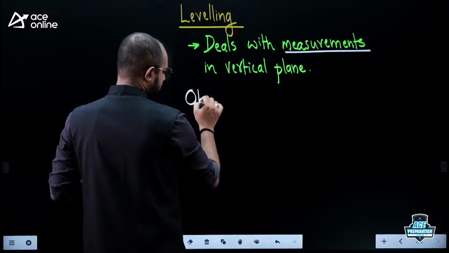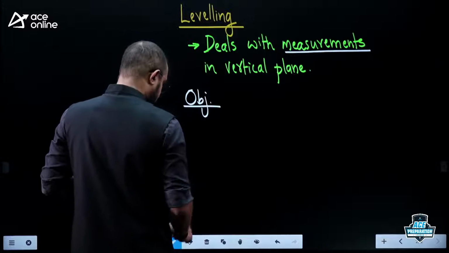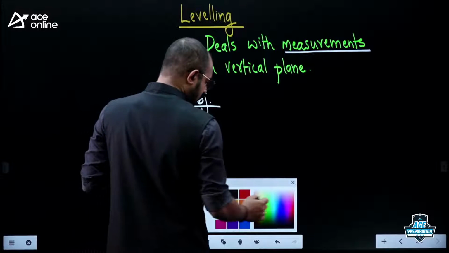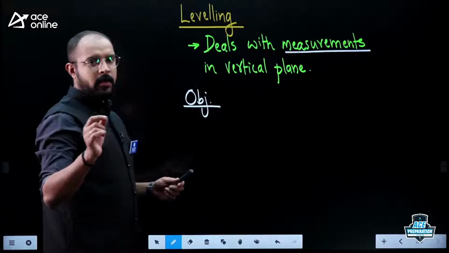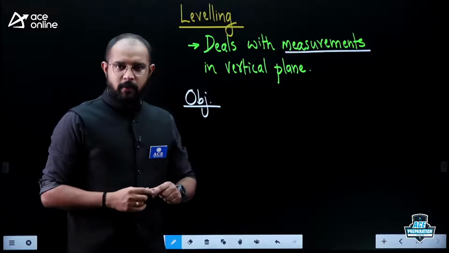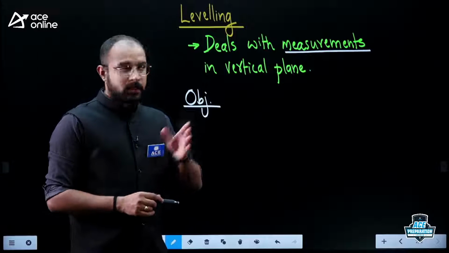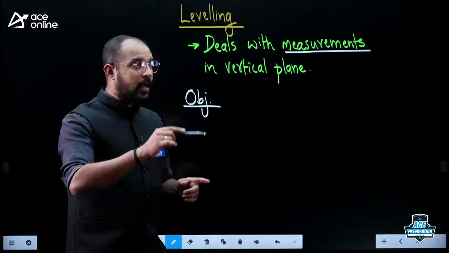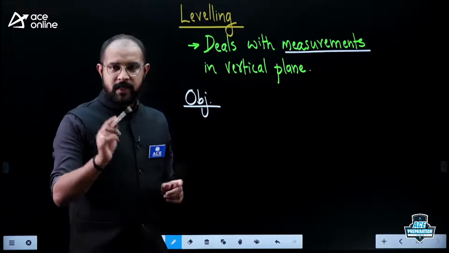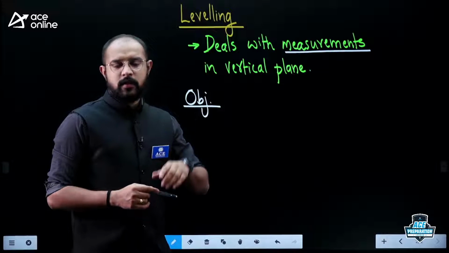Now, what are the objectives of leveling? Why do we have to do leveling? There are two main objectives. Number one, to find the elevation of a given point. I give you a point in the field and ask what the elevation of that point is; you have to do leveling and find it. That is the first objective.